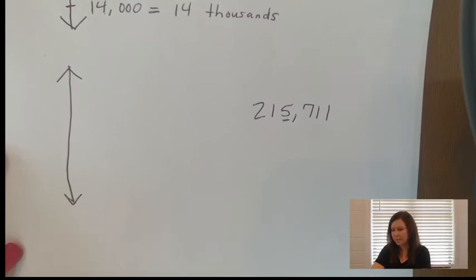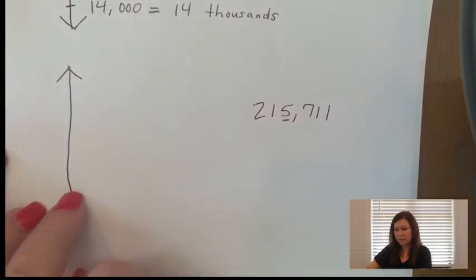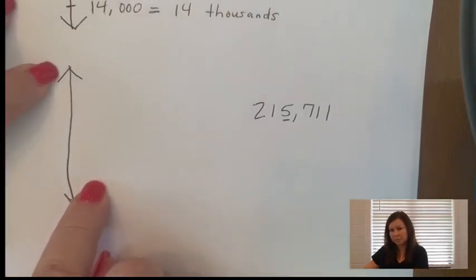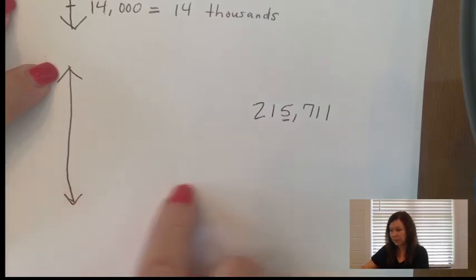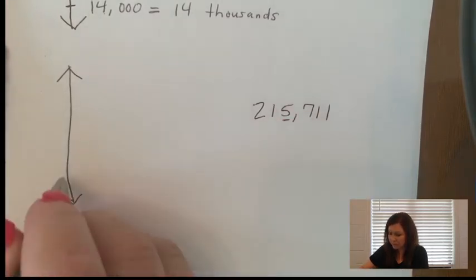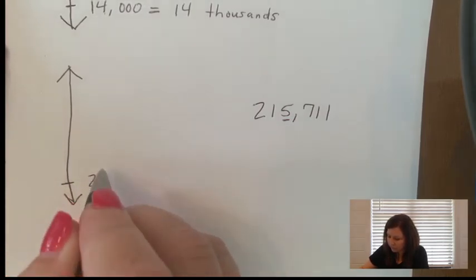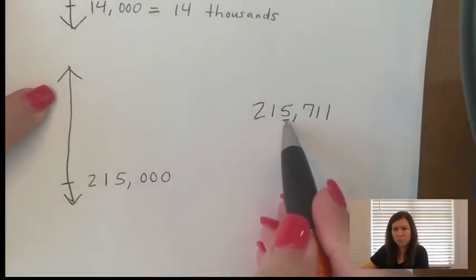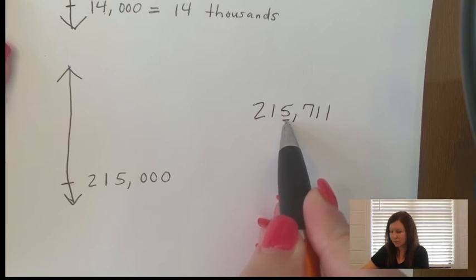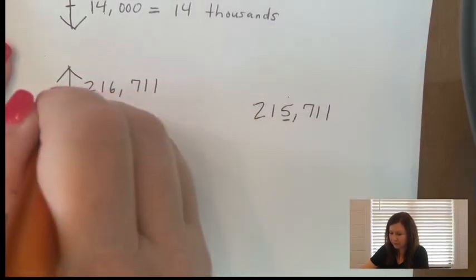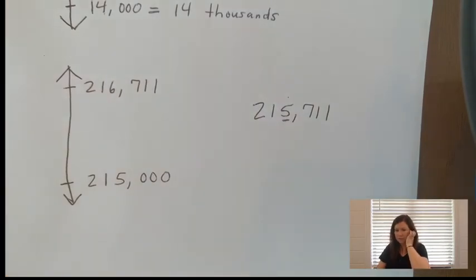Now, I want you to think about, if this is our number, what numbers would I put at the bottom of this vertical number line? This is kind of my end point down here. And what would I put at the top, if we're looking at the thousands? Okay, so we have a 5 right here in our thousands place. Think about your place value chart. We have 5 thousands. So I'm going to start off with 215,000. And what would be 1,000 more than this one? That's right, a 6. So it would be 216,711. Okay, so that's our endpoints.